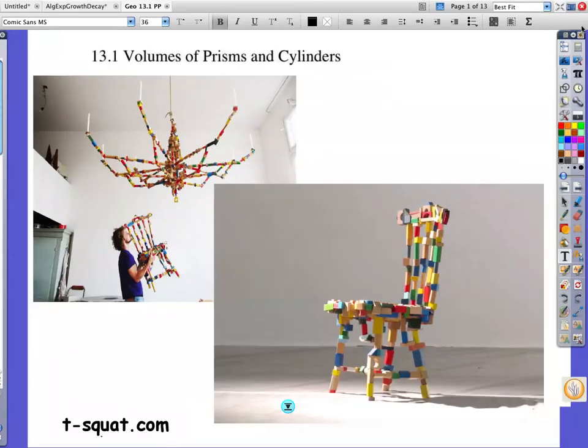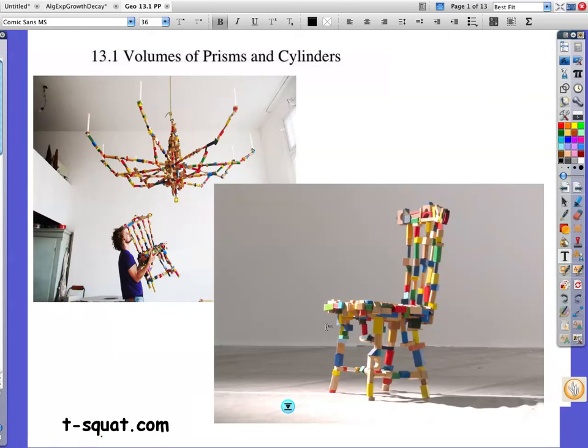Hey, we are looking at lesson 13.1, volumes of prisms and cylinders, and I found this really super funky work of art on the internet here. We have a chandelier. I don't think it's made completely of prisms and cylinders, but it's pretty much prisms and cylinders.